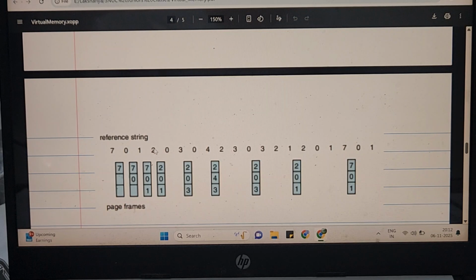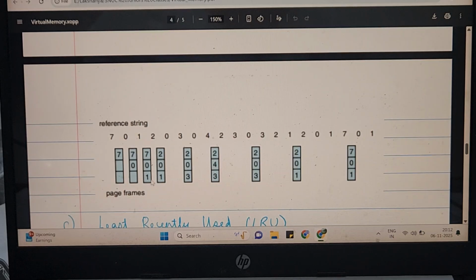I'll repeat just in case it wasn't clear. 7, 0, 1 I filled. Now this 2 I want to bring into my physical memory. There is no space. One of these 3 needs to be kicked out. I want to decide which one to kick out. I will see when I will next need these pages. 0 I will need immediately after this. So if I kick out this 0 now and put in a 2, the next step again I have to bring the 0 all the way back, which is obviously a waste of resources.